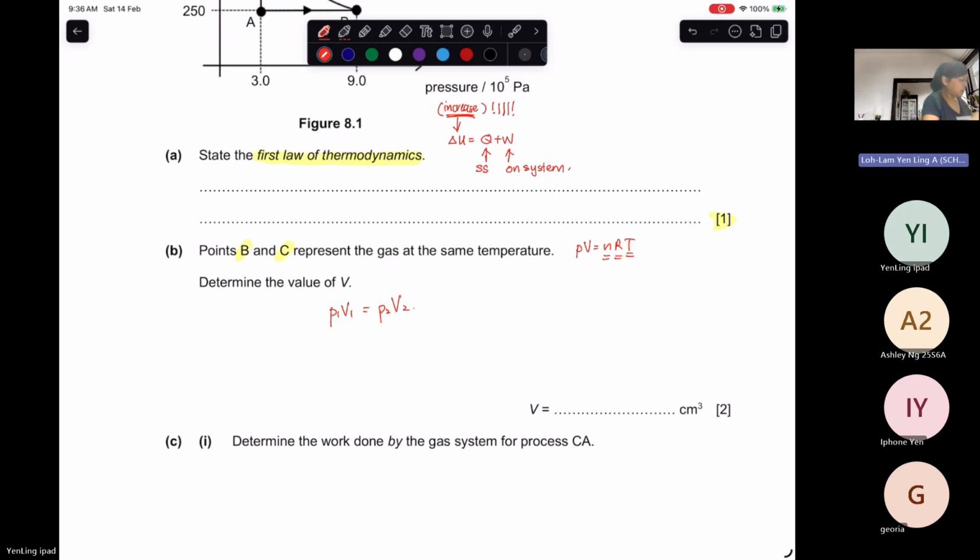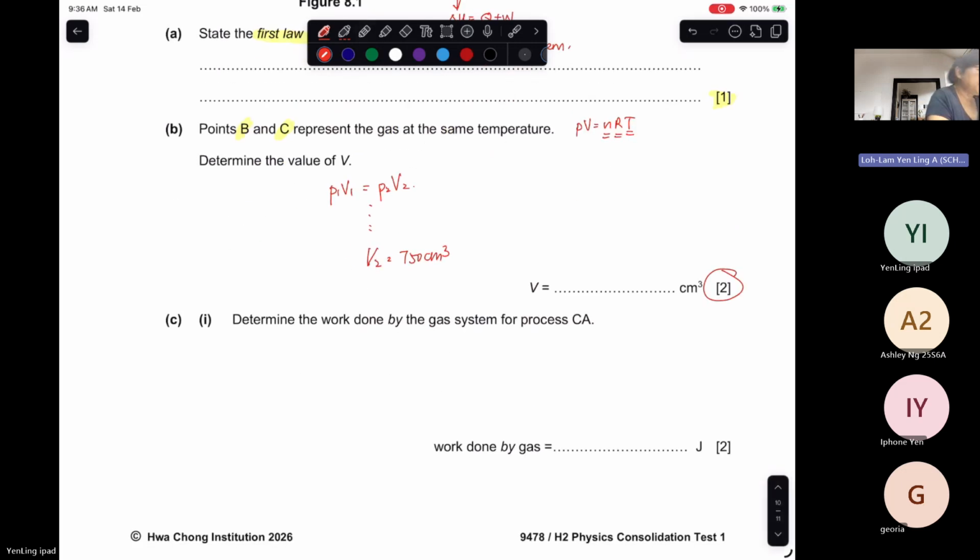So this would be for the first part. And if you work out P1V1 equals P2V2, you should be able to get the answer very easily, and you will get V2 to be 750 cm cubed. So most of you were able to get it. So this is an easy mark.